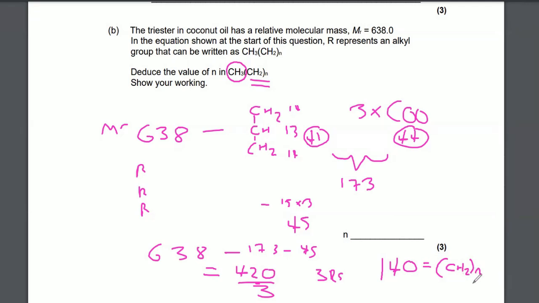Now I need to work out what n is. Let's add up how many CH2s go into 140. Well, CH2, carbon's 12, hydrogen's 2, because one hydrogen atom is 1 Ar, so a total of 14. So divide 140 by 14 and we'll get 10. So n is 10. There are 10 CH2s in each R group. So n is 10. Hope that helps.